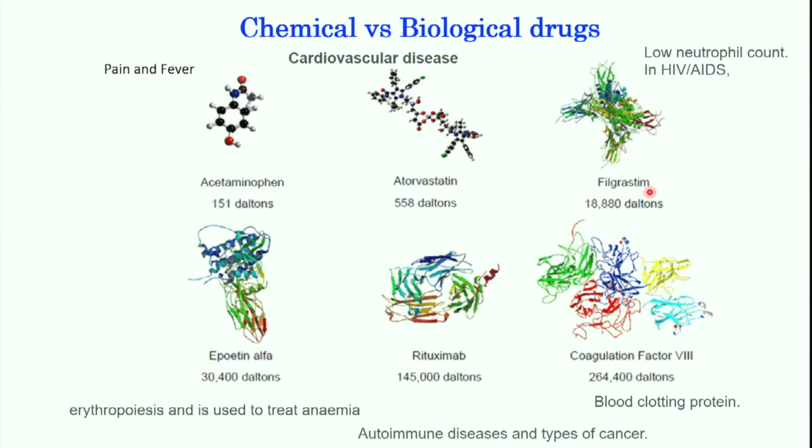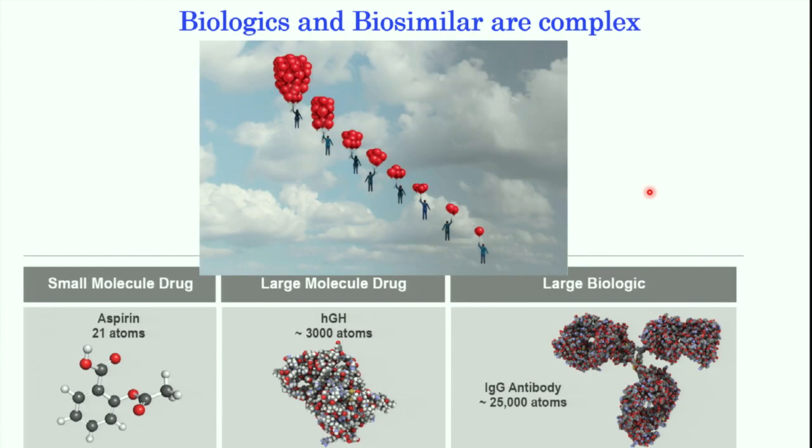If you go to even epoetin alpha or rituximab or a coagulation factor, which is a blood clotting protein, one can see that complexity will increase manyfold as we go from a small molecule based drug to a big molecule biologic drug. But nowadays biologic drugs are becoming popular because they are used for treating many critical or chronic diseases like autoimmune disorders, cancer, and many others. So, complexity increases, that is what we are saying.